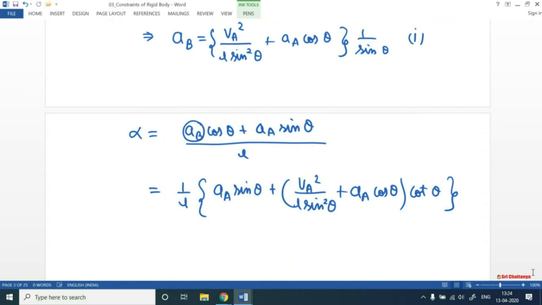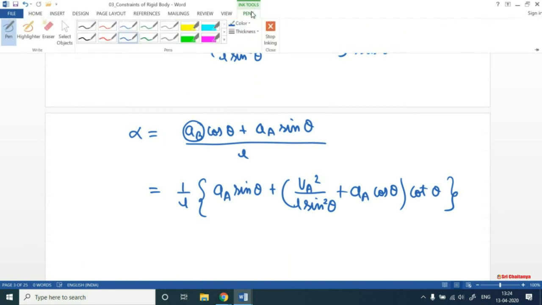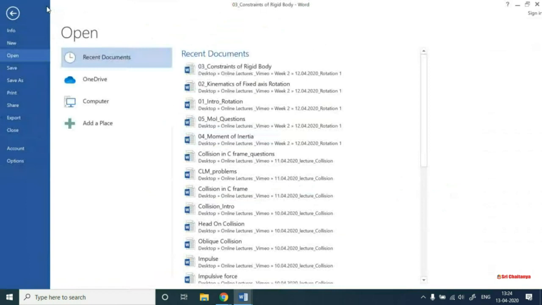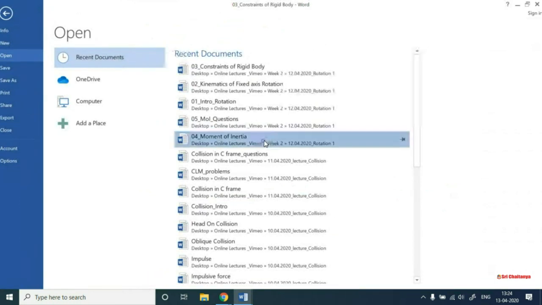Okay, so here we learned about the rigid body constraint, and now the last thing we are going to discuss very quickly is the moment of inertia. We are left with very little time, so we will start the discussion and continue with moment of inertia a little bit in the next lecture.